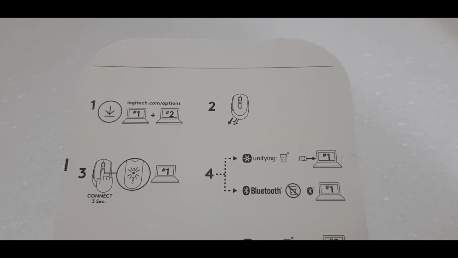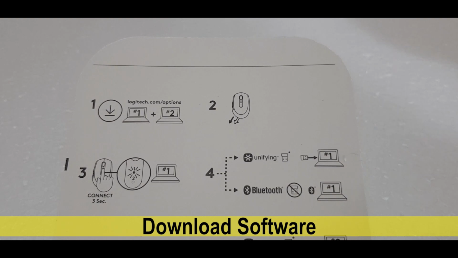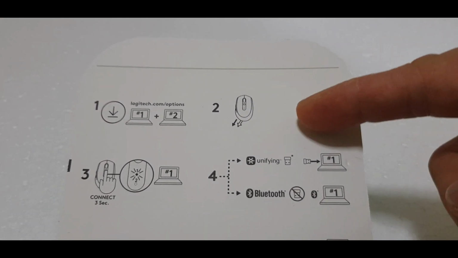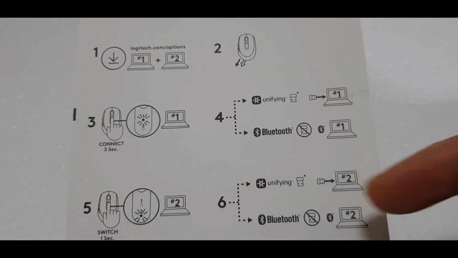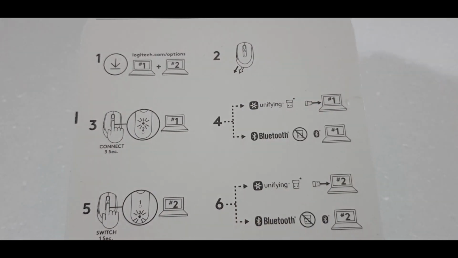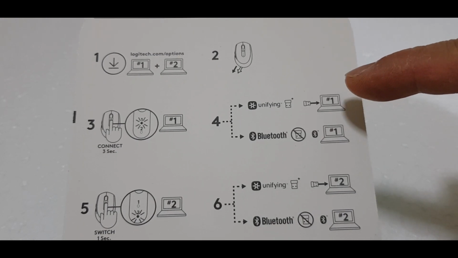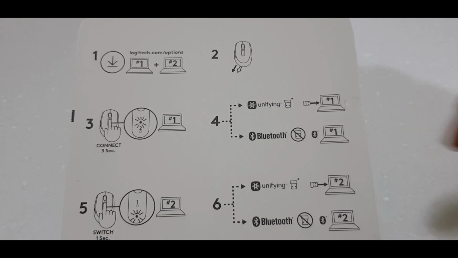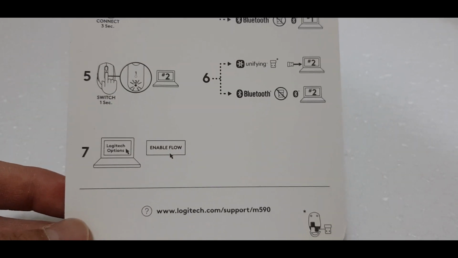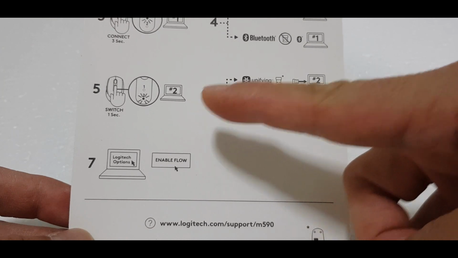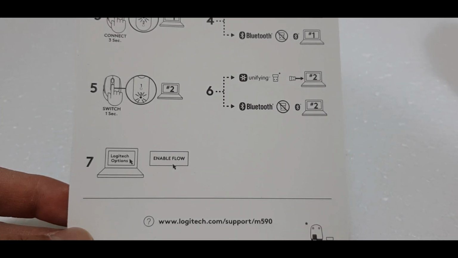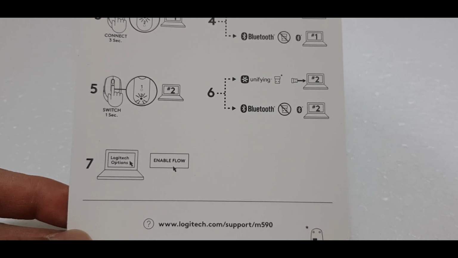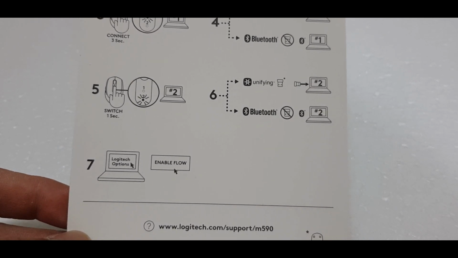Following the instructions, we will download the software from this URL indicated over here. Next, we will prepare the mouse. Then we will press the button on the mouse. And finally, we can use either the unifying USB or connect it via Bluetooth. And over here, you can connect a second computer by following the instructions, which is pretty similar. So let us download the software first, and then we can follow the steps to set up our mouse.